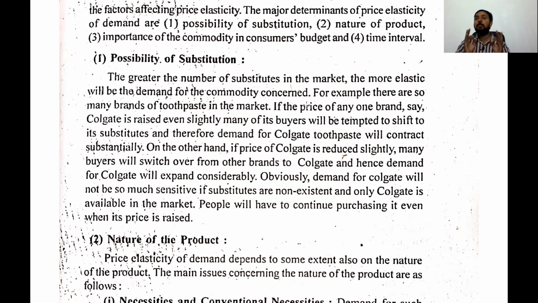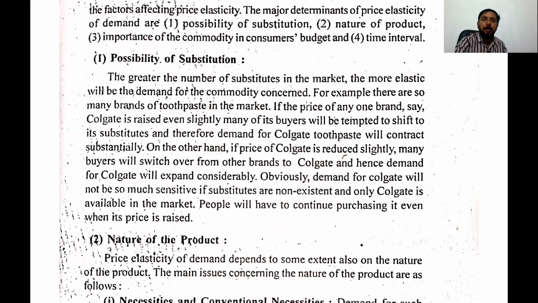So when the possibility of substitution is high, there will be elasticity of demand, right? But when there is no substitution, there will be no elasticity. Price elasticity means what? When price rises, demand decreases. When price falls, demand rises. But when there is no substitution, then whether price rises or falls, demand will be constant.